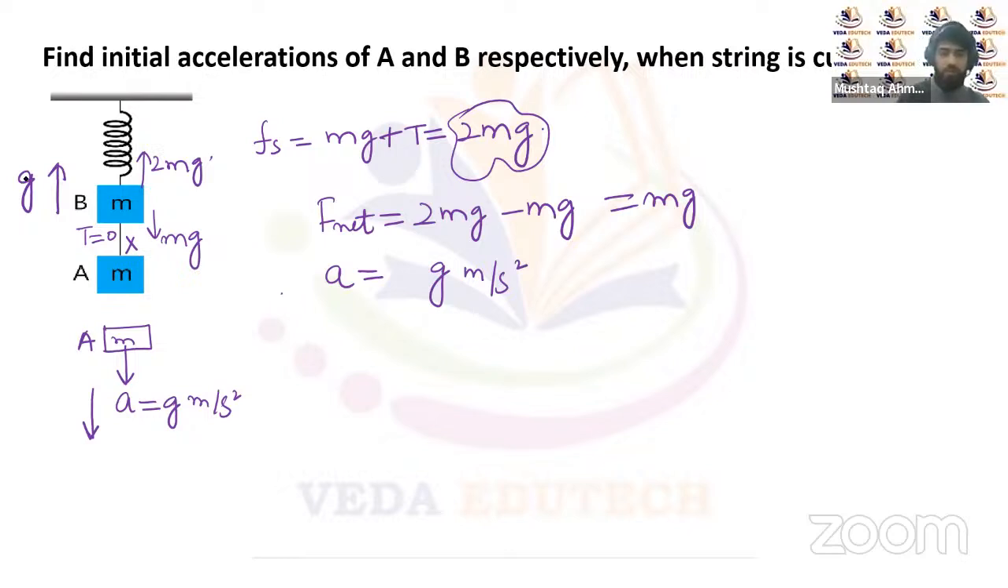So this is the scenario. Both the blocks will not move with the same acceleration. The first block will move in the downward direction, and the second block will move in the upward direction, right?